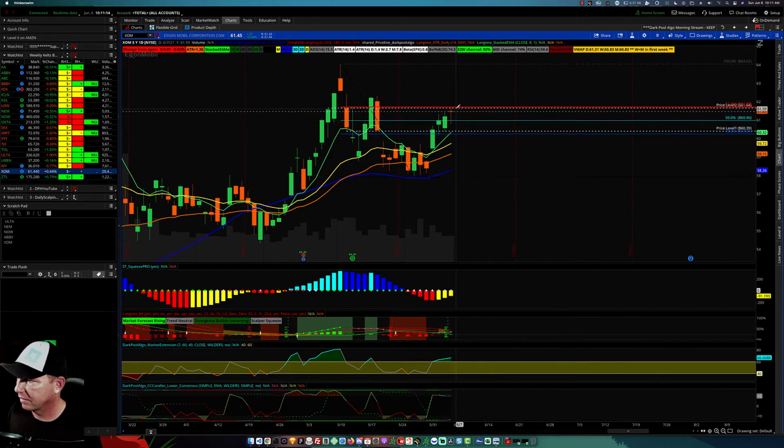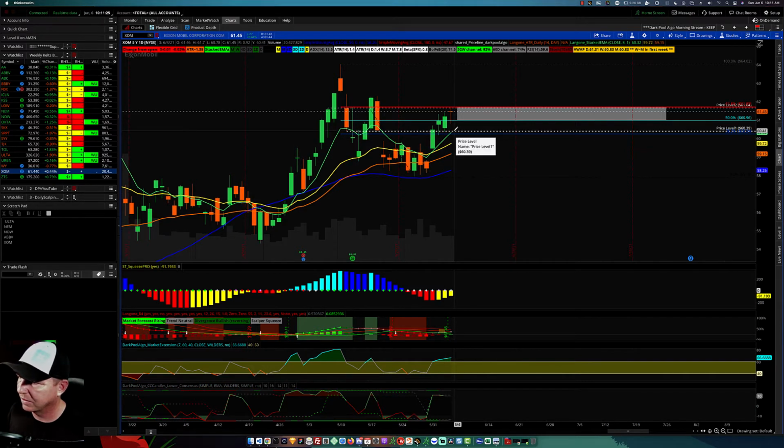I'm just going to draw this little channel here, right? We may pull back into this, or even potentially the 382, which is really close to that level I drew. Fibs aren't always precise, but they're pretty dang close. So potential pullback to 60.24 before the next move up.